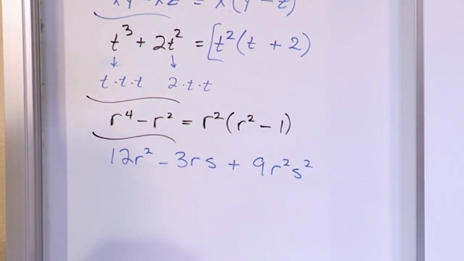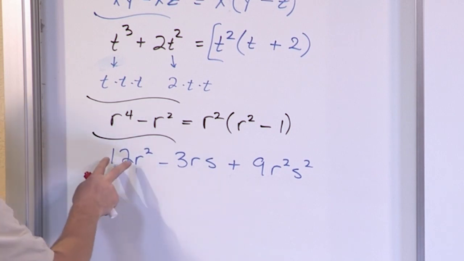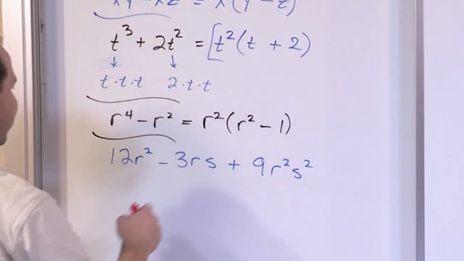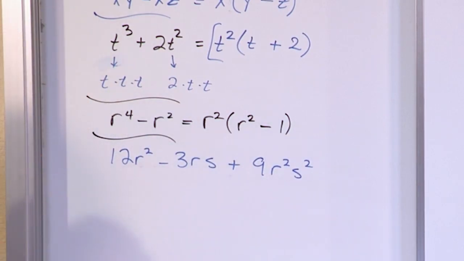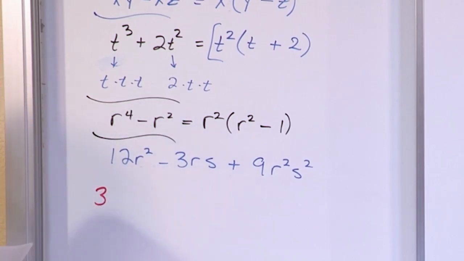So I look at this and I say, here's a 12, here's a 3, here's a 9. All right, those are different numbers. But then I realize that there's a 3 kind of wrapped up in here because 3 times 4 is 12. There's a 3 wrapped up in here because 3 times 3 is 9. So I know for sure that 3 is common to all of these things. So I'm going to write a 3 outside.